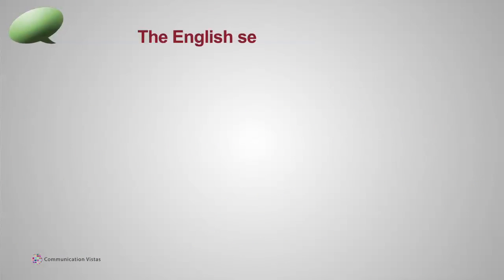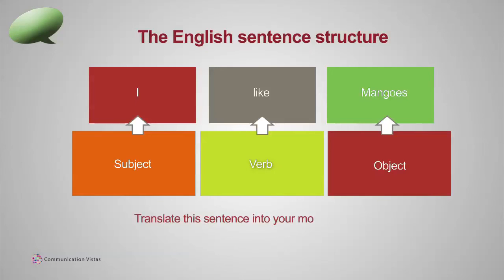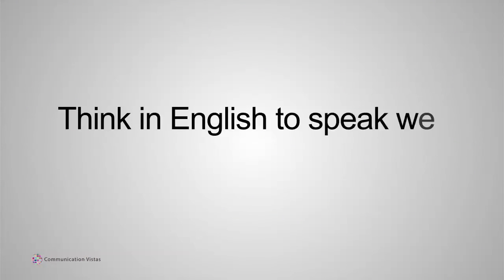The English sentence structure. I like mangoes. In this sentence, I is the subject, like is the verb, and mangoes is the object. Now, translate this sentence into your mother tongue. Doesn't the structure change? Think in English to speak well in English.